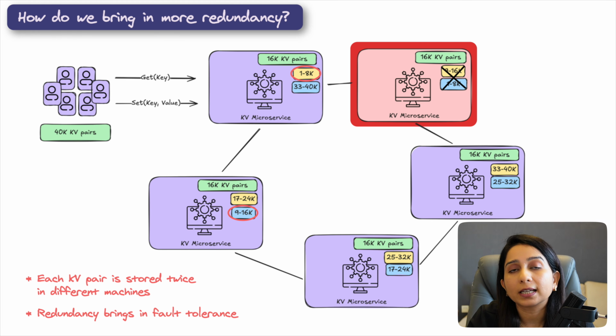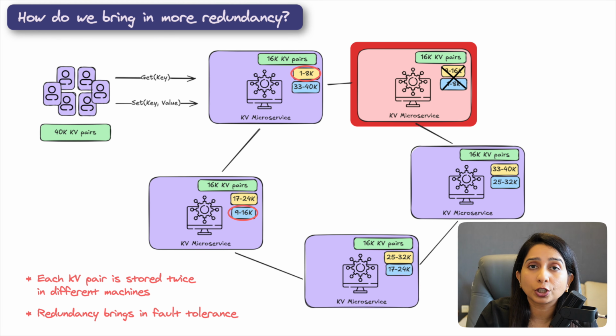So this is what is called fault tolerance, and that is brought into the picture by introducing redundancy into the system, or replication into the system. So this is one way to handle the ever increasing demand.